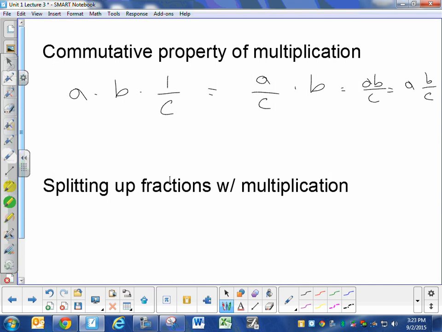And if you have fractions that have multiplication, you can split it up. This will also be helpful. If I have A times B over C times D, I can literally write this as A over 1 times B over 1 times 1 over C times 1 over D. If I multiplied these four things together, I'd get A times B divided by C times D.